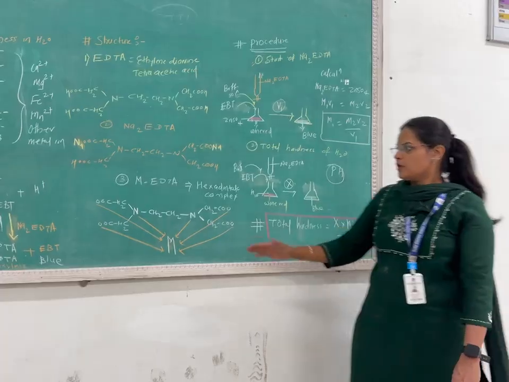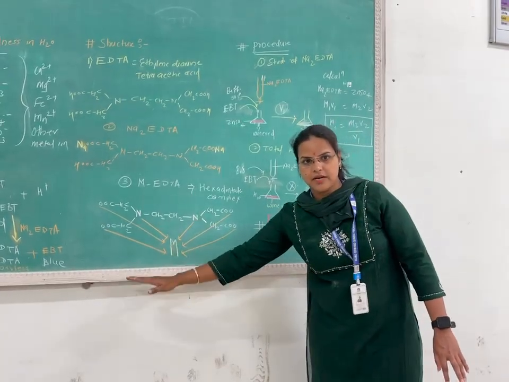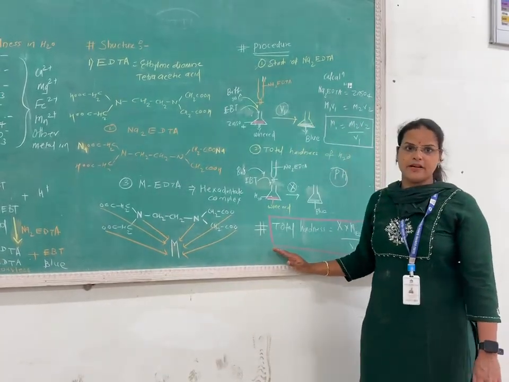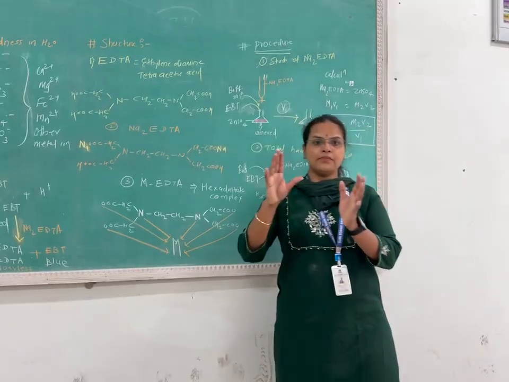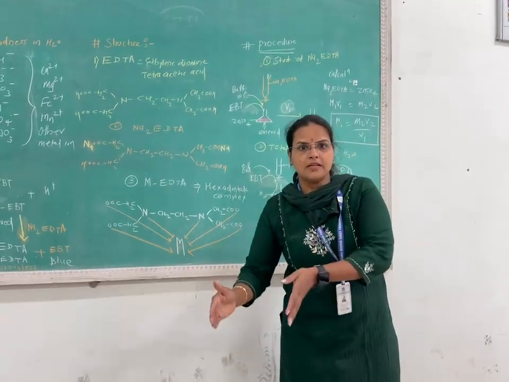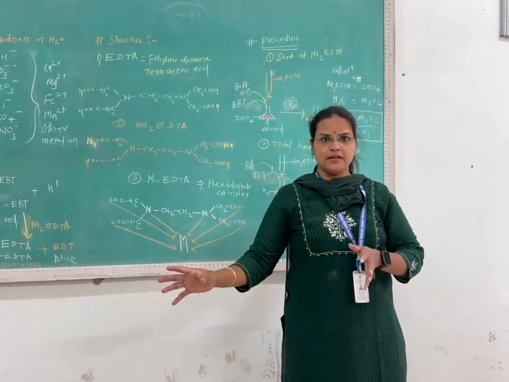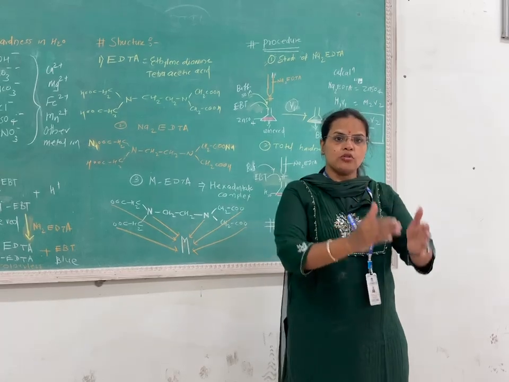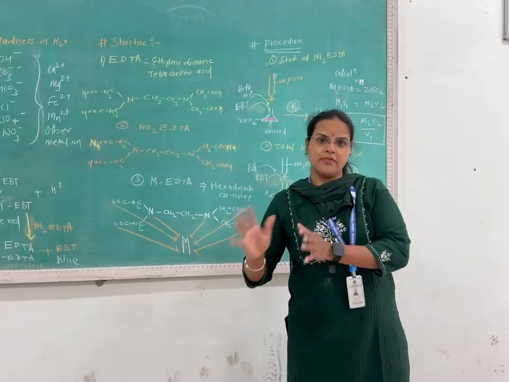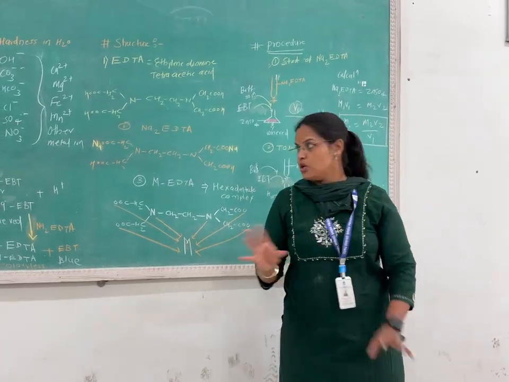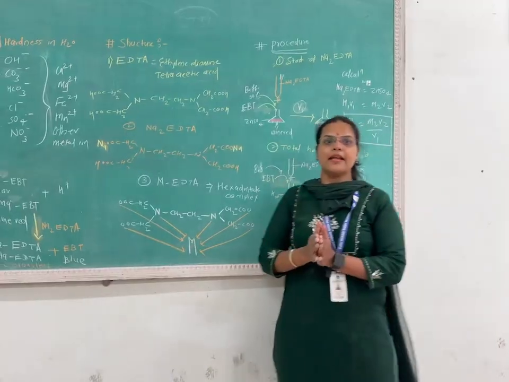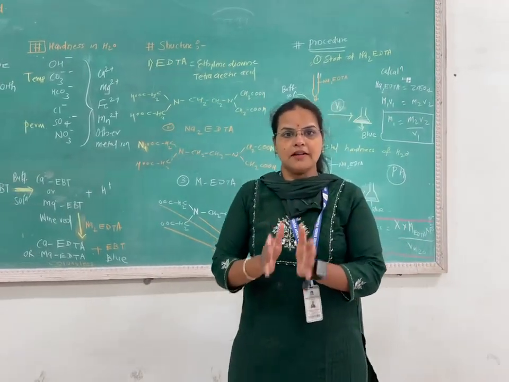As we know, total hardness is permanent hardness plus temporary hardness. So from the total and permanent hardness we can find the temporary hardness. Temporary hardness is total hardness minus permanent hardness. We get the temporary hardness. So this is the way by which we can find the hardness present in the water.